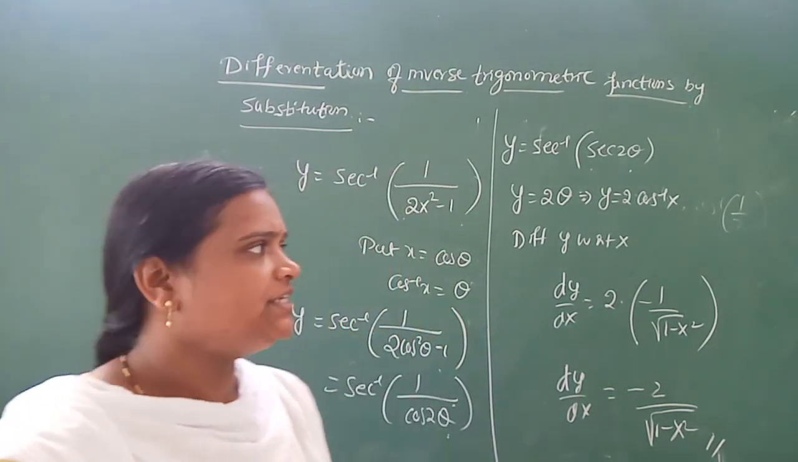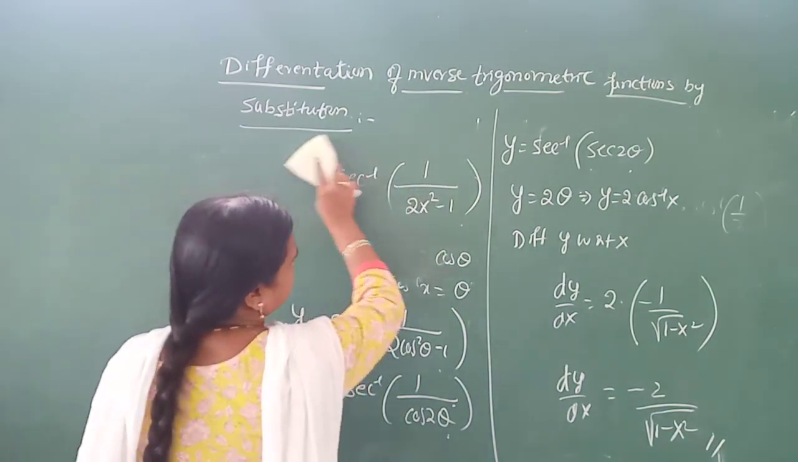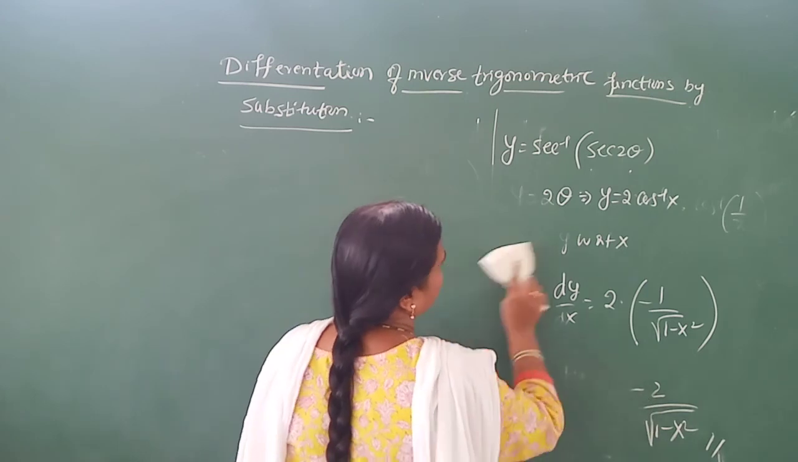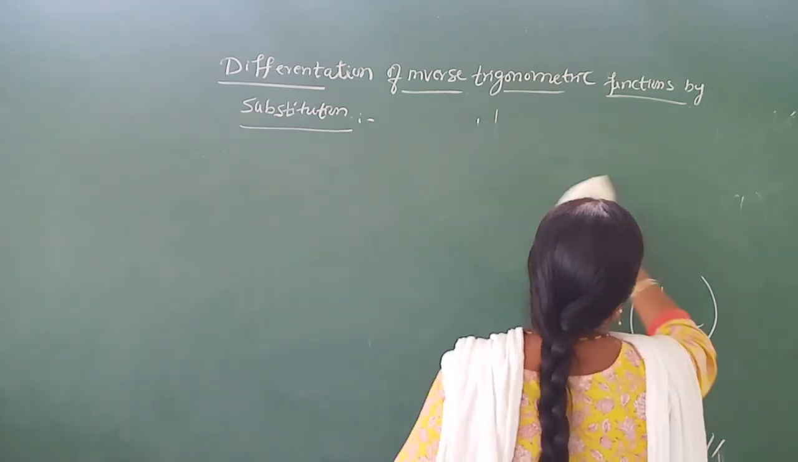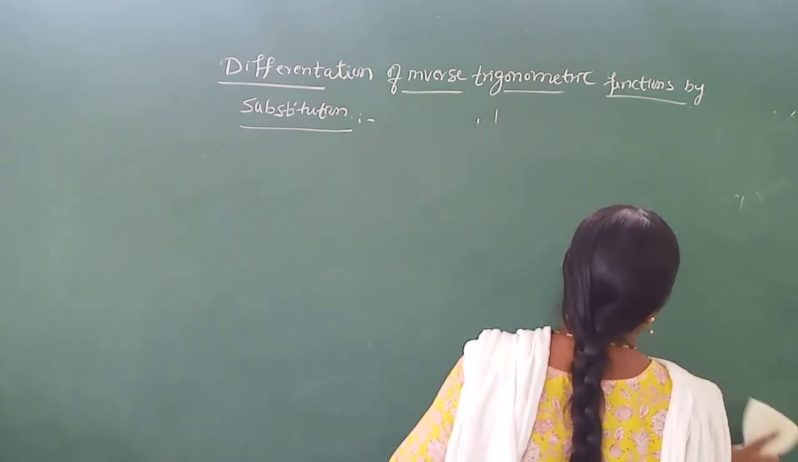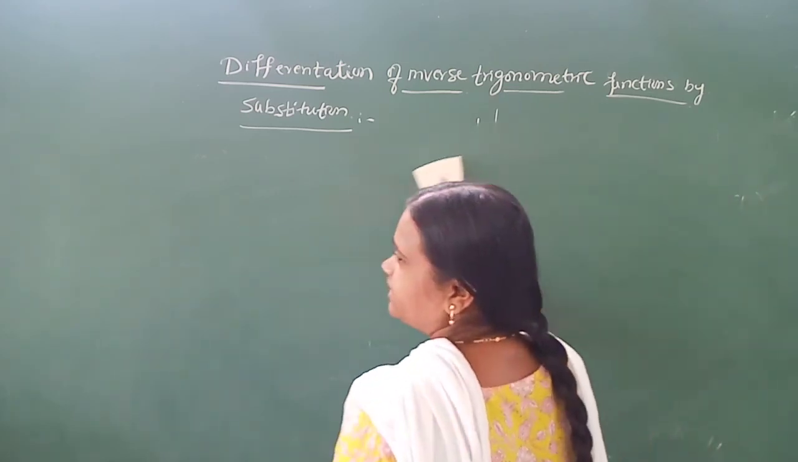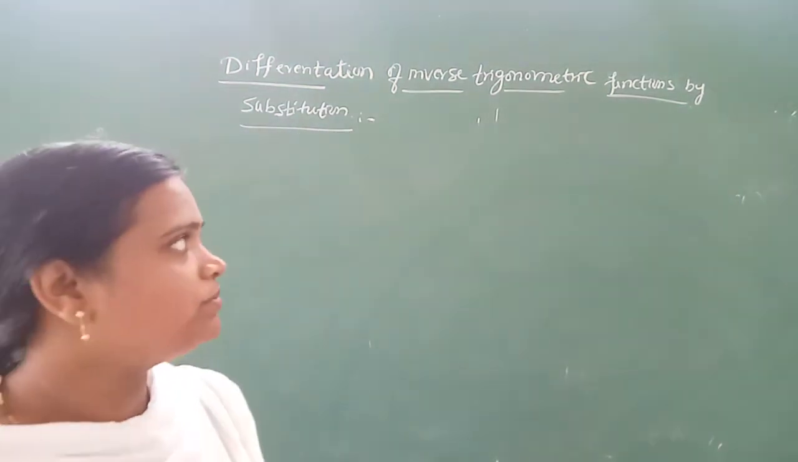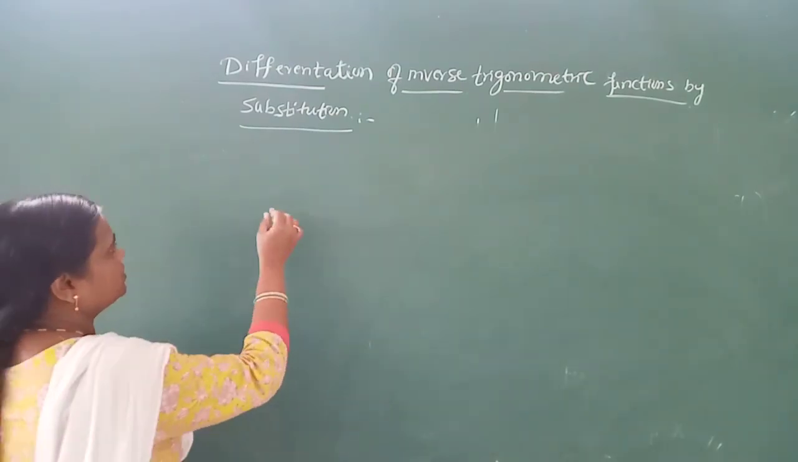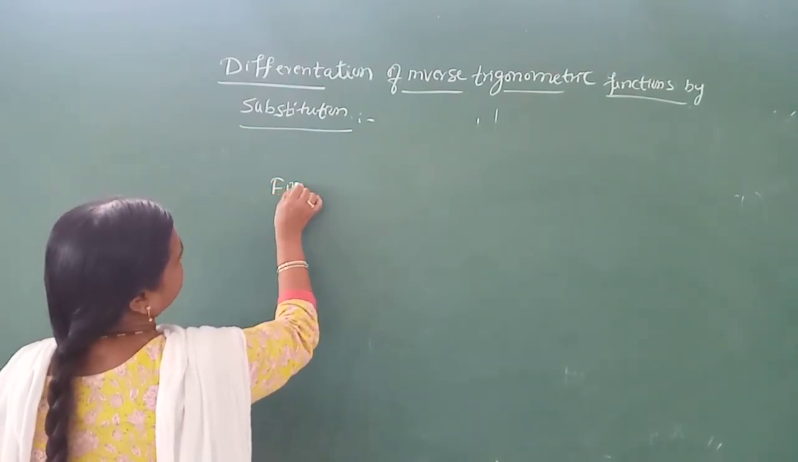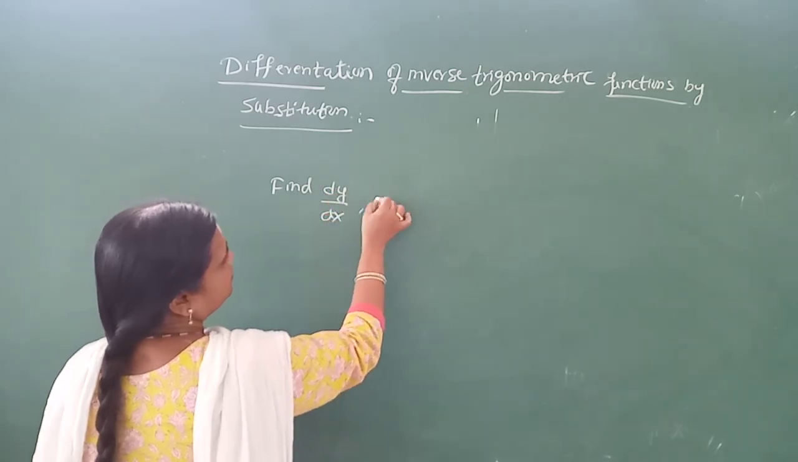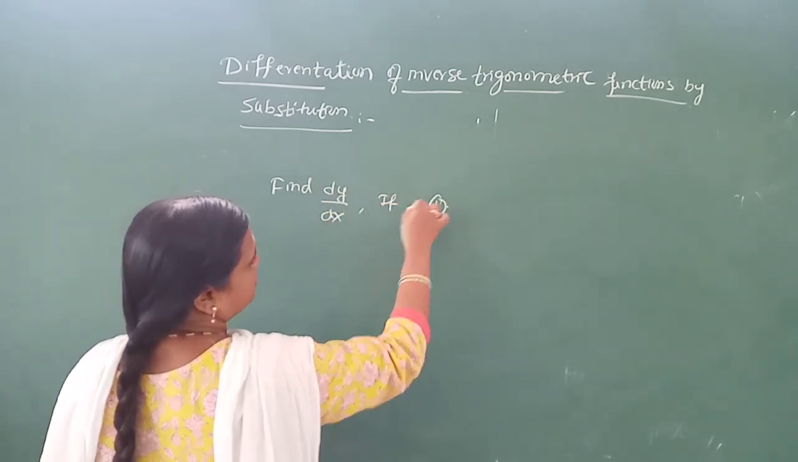Similarly, I will give 2-3 examples for homework. Please try to solve those examples at home. And remember that for differentiation we need what? Trigonometry. Please be thorough in trigonometry and inverse trigonometric functions. Find dy by dx. I will give the examples one by one.